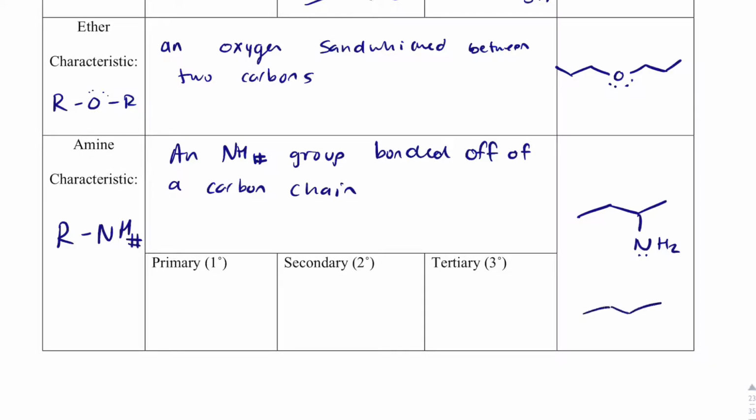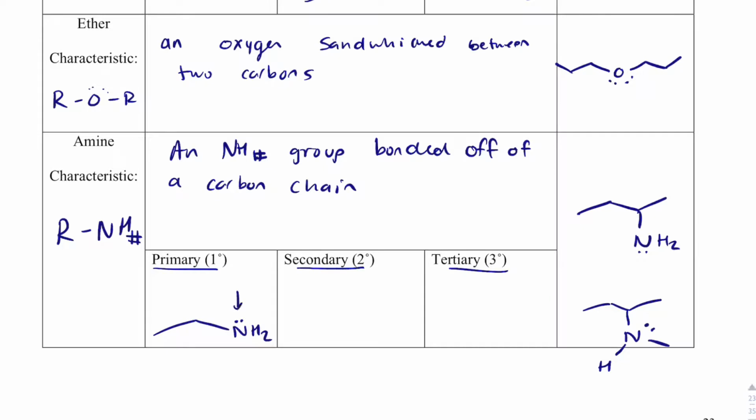But if we change that and let's say the nitrogen had another carbon coming off of it, we would only need 1 H to satisfy that 3 bonds. So that's how this primary, secondary, or tertiary is going to work. We have something that looks like this. This is going to be primary because the nitrogen is bonded to 1 other carbon.